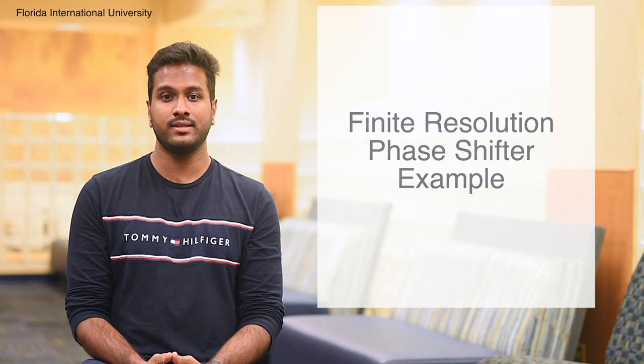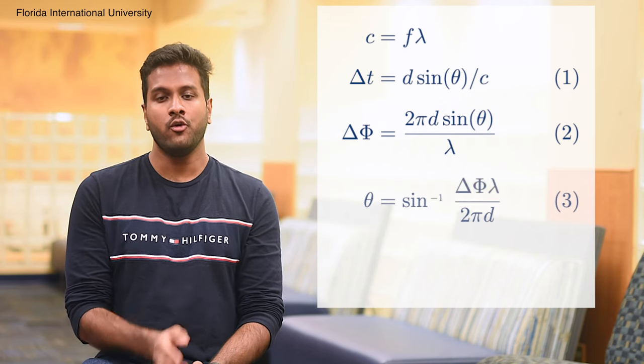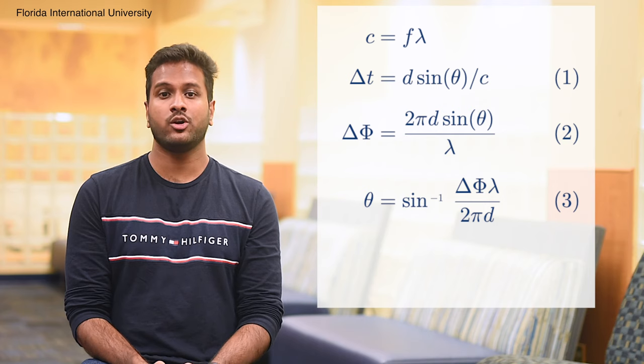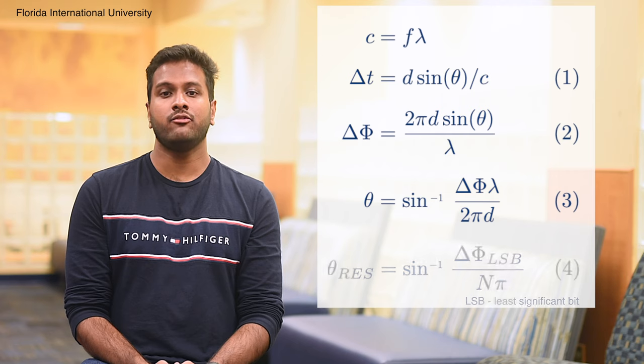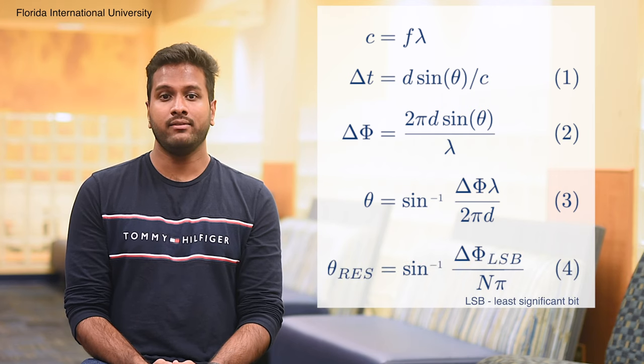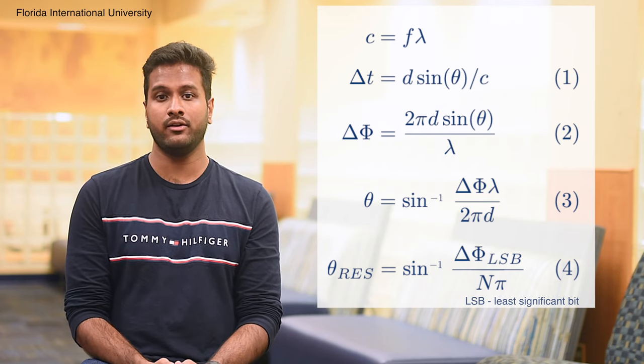Let's consider phase shifters as an example. Since c equals f lambda, the time delay can be replaced by an incremental phase shift of 2 pi d sine theta over lambda. From equation 2, we can find the resolution of theta as shown in the third equation. If the phase shifter resolution is delta phi sub LSB, we can derive the array resolution for an N element array as shown in equation 4. Achieving such higher resolution using analog phase shifters is expensive and has limited degrees of freedom.